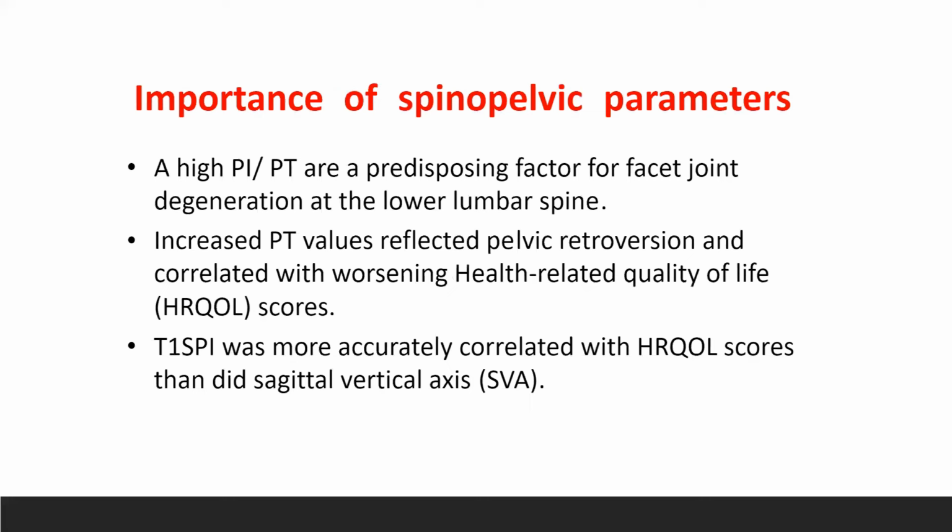So the importance of these spinopelvic parameters: when you have a high pelvic incidence and pelvic tilt, they are a predisposing factor for facet joint degeneration at the lower lumbar spine. Increased pelvic tilt values reflect the pelvic retroversion, and this correlates with the HRQL, that is, the health related quality of life scores. The T1 spinopelvic inclination correlated more accurately with the HRQL scores than did the SVA.